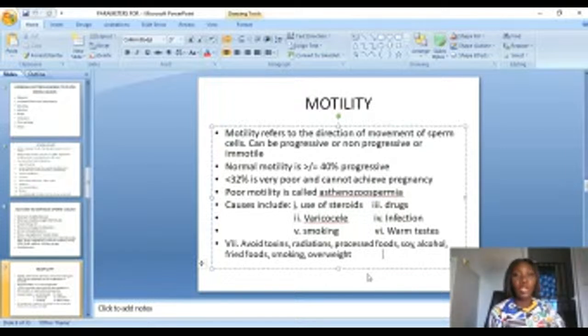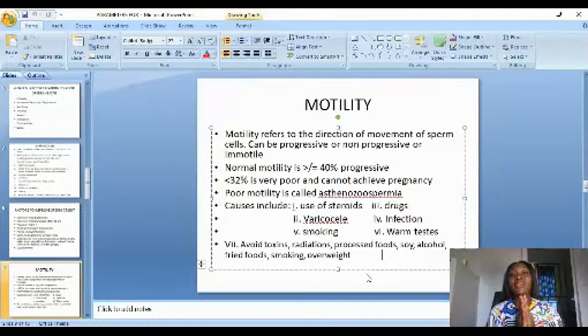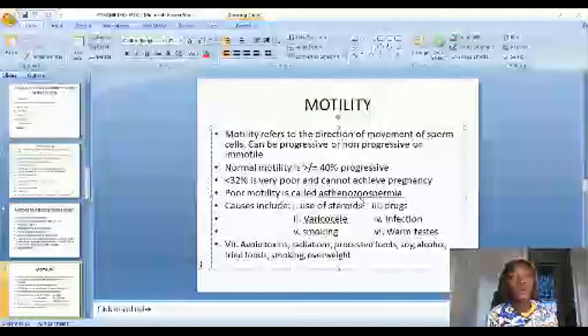Okay, so if we have progressive motility that is greater than or equal to 40%, then we are happy. We know that as long as the count is normal, about 40% of them are progressive, and we are sure that yes, pregnancy can happen. Less than 40% we can manage, but anything below 32% is poor and makes it hard to achieve pregnancy. That's what we worry about.